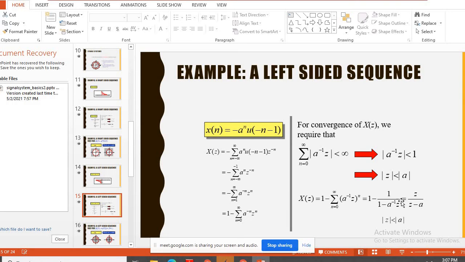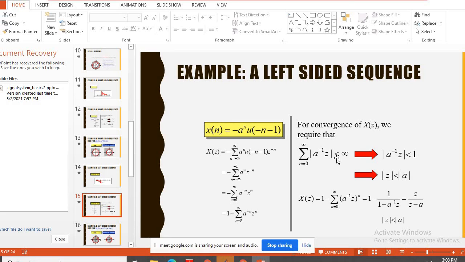Okay, one thing you remember here and one thing you observe also, in both cases your answer of x of z is z upon z minus a only. The only thing that is changing is the region of convergence. In the previous example, when it was a raised to n u of n, at that time the region of convergence was z greater than a, and now it is z less than a.